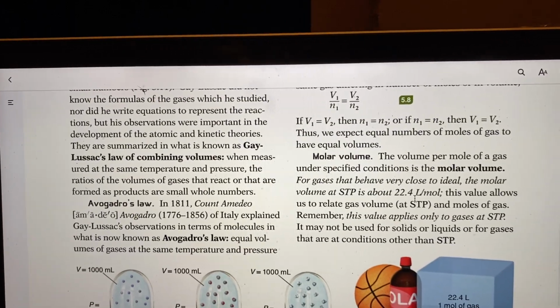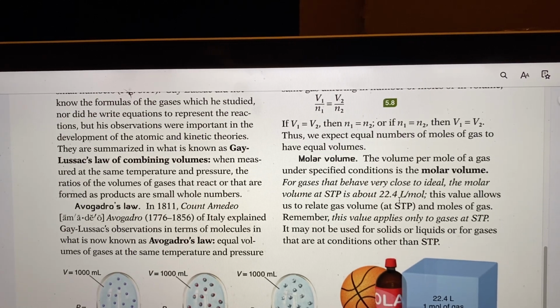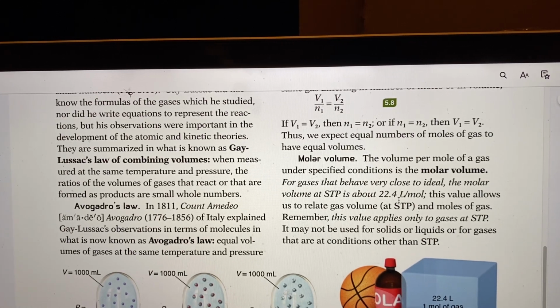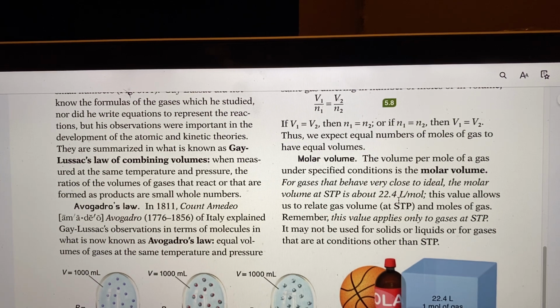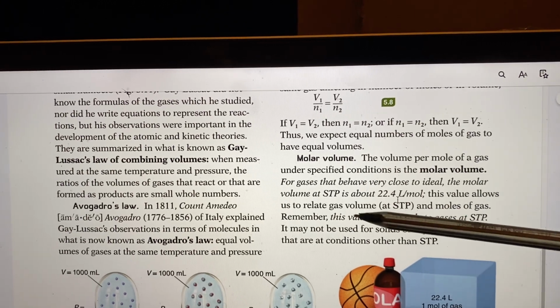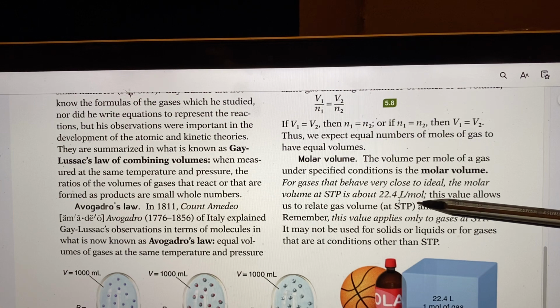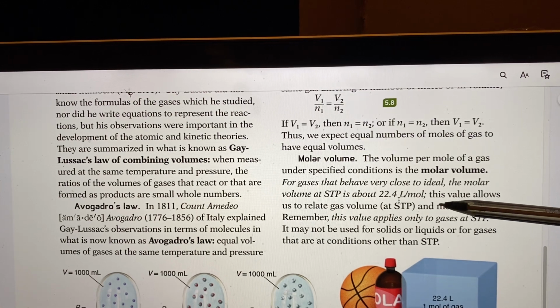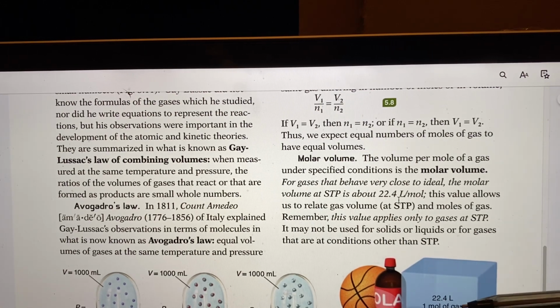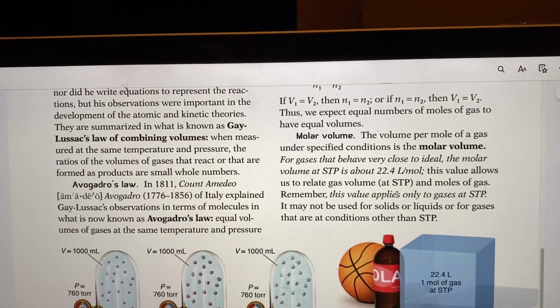And then on to molar volume. The volume per mole of gas under specific conditions is the molar volume. For gases that behave very close to ideal, the molar volume at STP, which is standard temperature and pressure, is the same: 22.4 liters per mole. This value allows us to relate to other gases now. So remember, this value applies only to gases though.